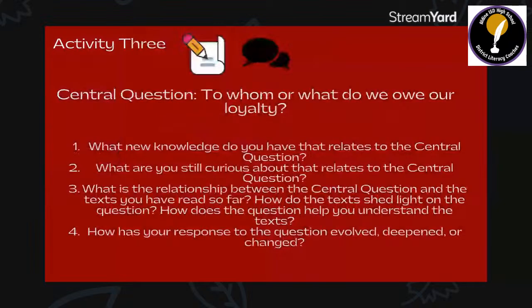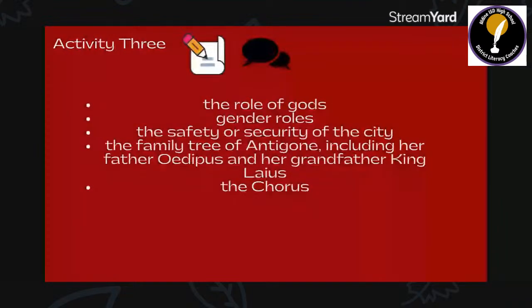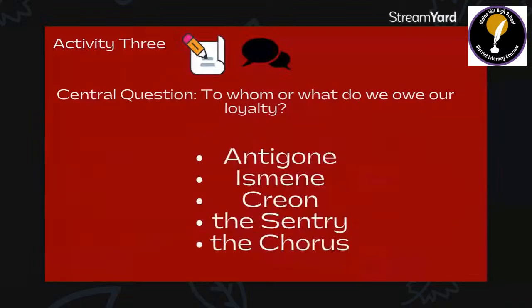In Activity 3, students review the central question of the unit. To whom or what do we owe our loyalty? By using the following questions on the screen to guide a discussion with a partner or a small group. Then, in their learning logs, they write a one sentence original response that each character would give in response to the central question, using appropriate text evidence from the play.